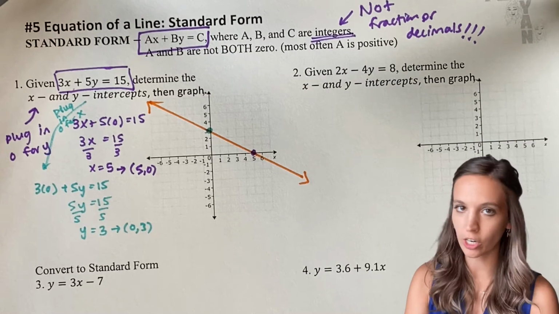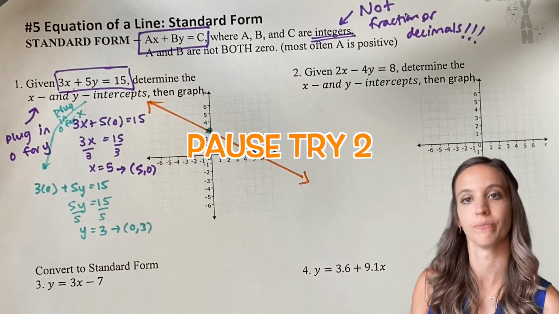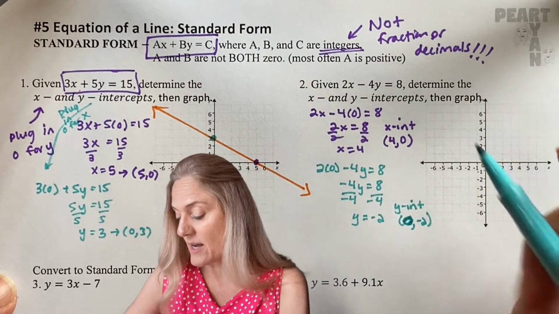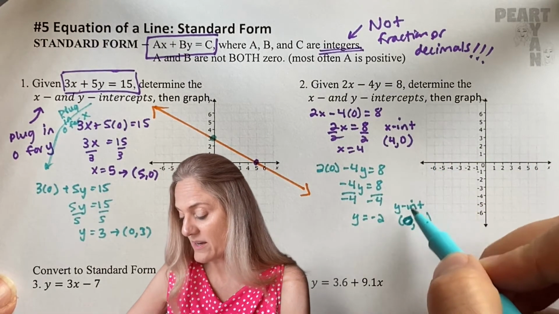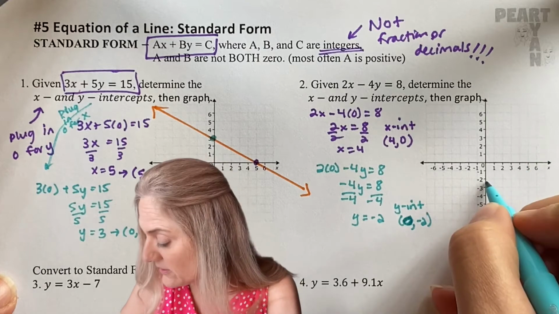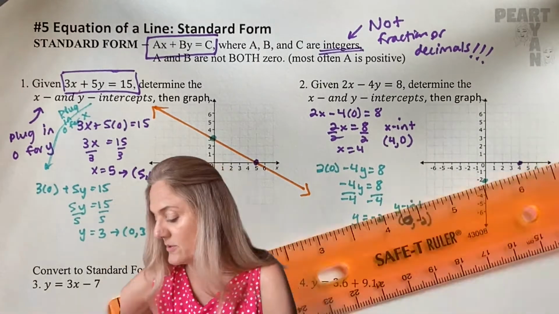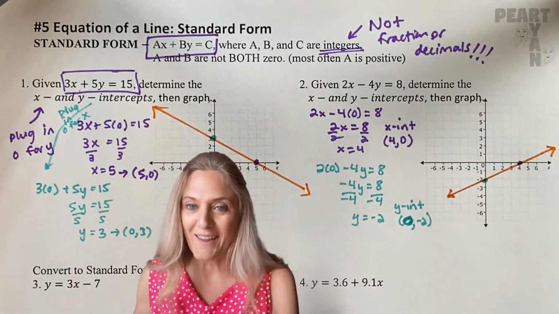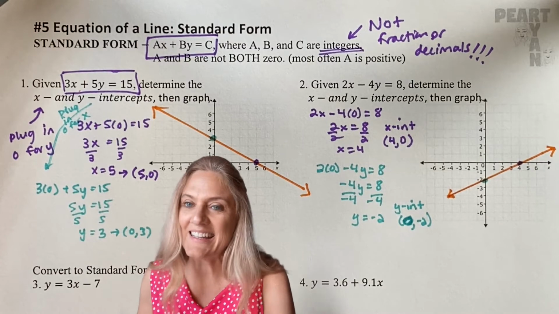Okay, so it's your turn. Go ahead and see if you can do number 2. So getting your x and y-intercept, the x-intercept is 4, 0, the y-intercept is 0, negative 2. We'll go ahead and graph those. We connect our 2 points, we have our line, yay.